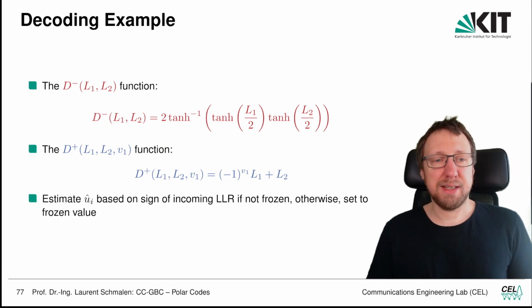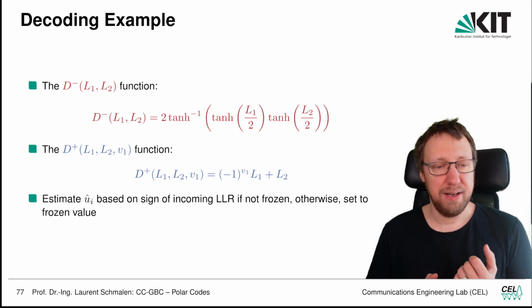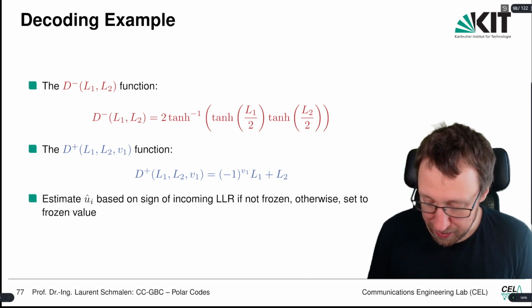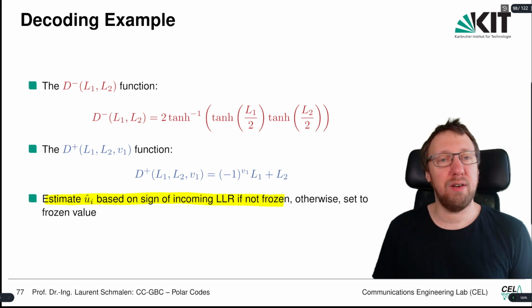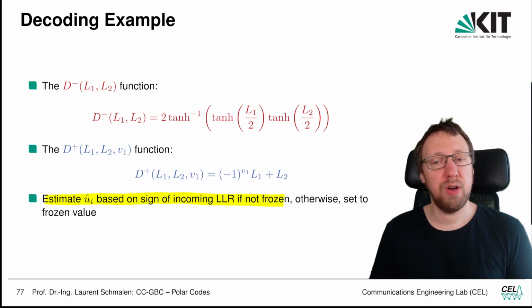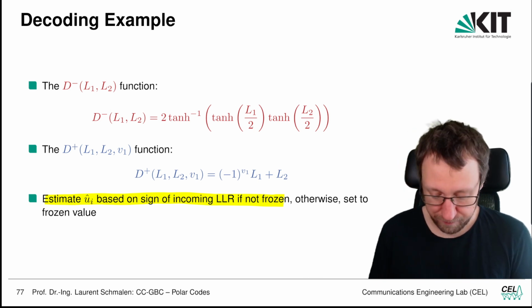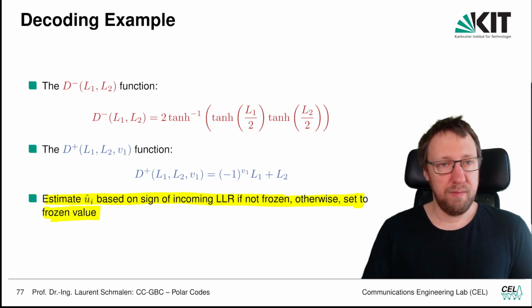So this summarizes the functions. We have the D minus decoder and the D plus decoder. And then you have log likelihood ratios, and the final estimate Ui hat is based on the sign of the incoming log likelihood ratio if it's not frozen. Otherwise, we need to use the frozen value. So, very, very simple.